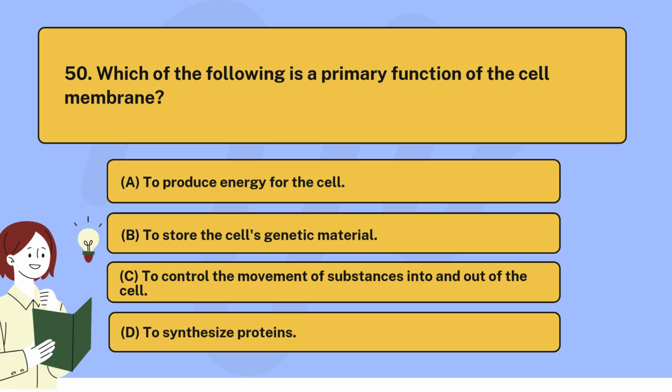Question 50. Which of the following is a primary function of the cell membrane? A. To produce energy for the cell. B. To store the cell's genetic material. C. To control the movement of substances into and out of the cell. D. To synthesize proteins.